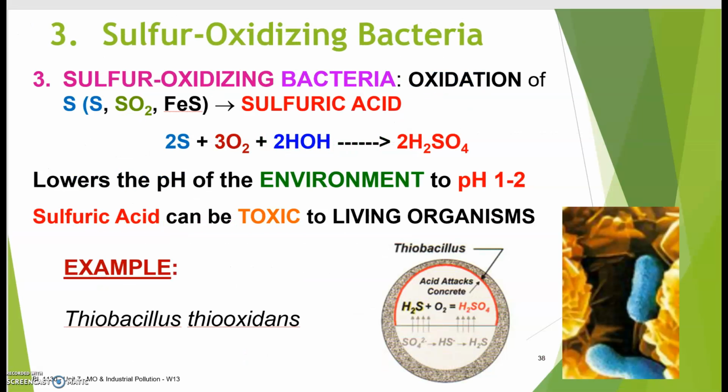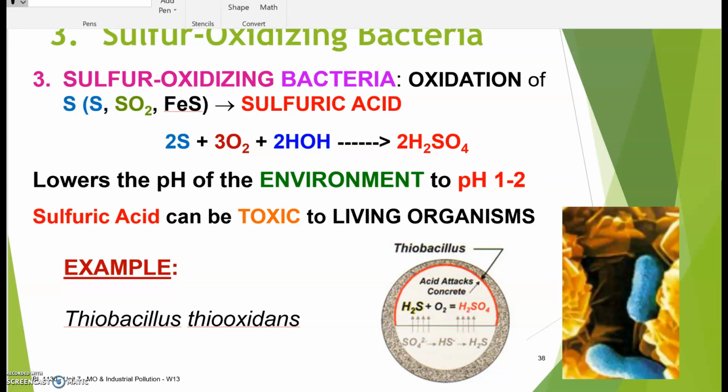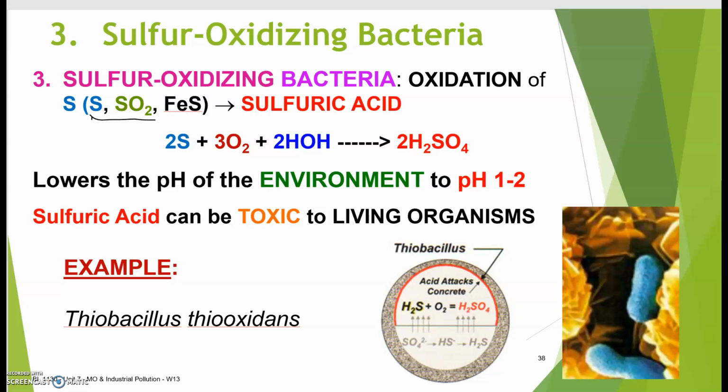Now, the last type of equations we're going to talk about are our sulfur oxidizing bacteria. Our sulfur oxidizing bacteria are going to be able to take several different species of sulfur. You can see here we've got sulfur dioxide and iron sulfate, and they're going to be able to turn that into sulfuric acid.